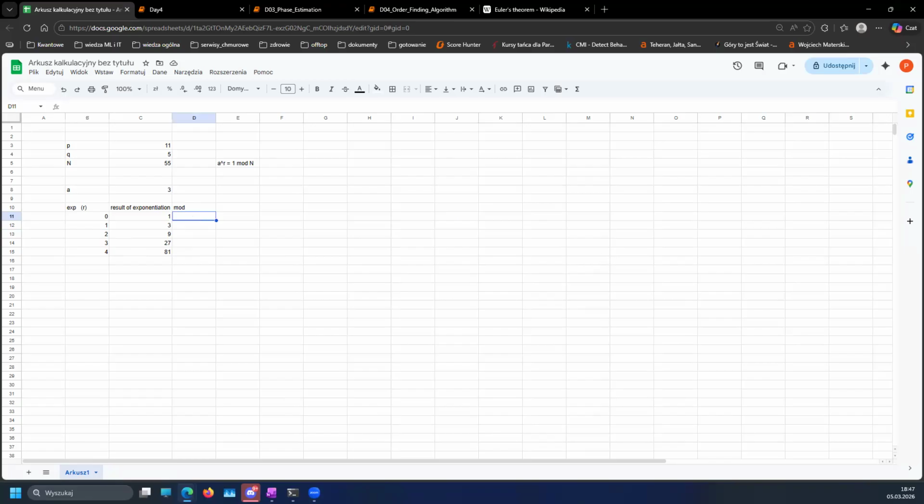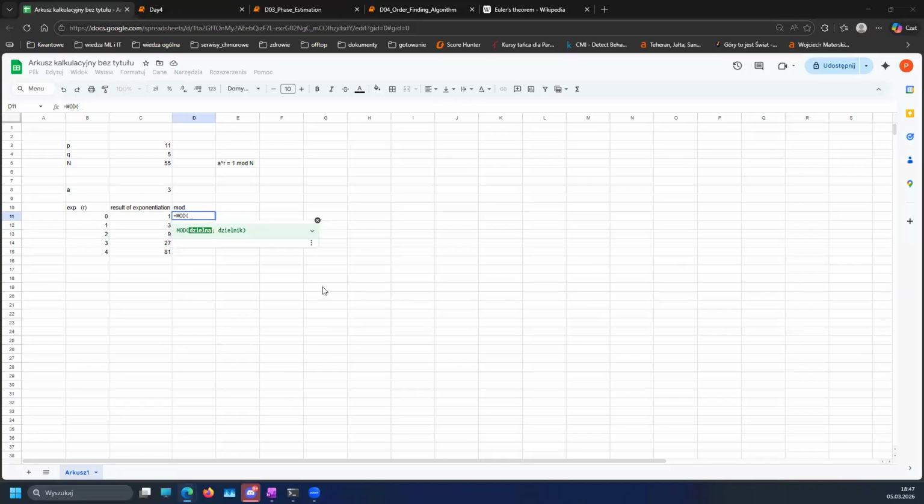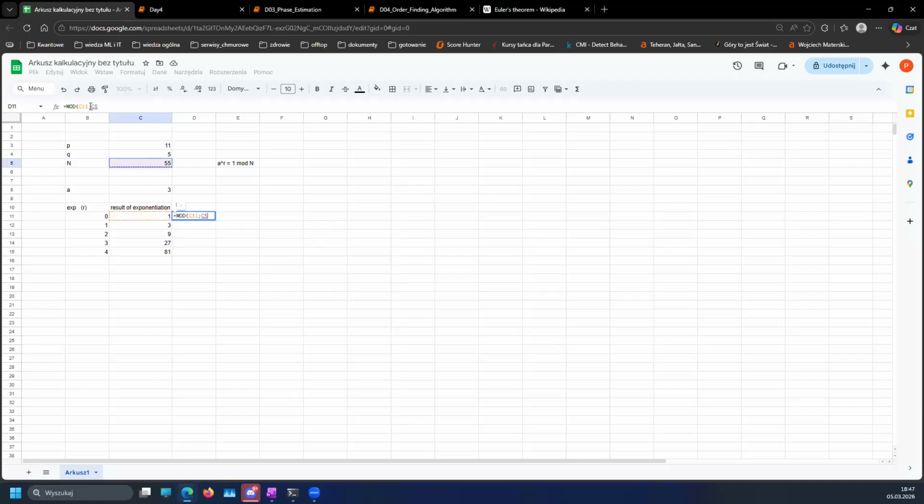And now let's calculate the modulus. I will use here a function that we already have in Excel, yes. So it will be this number and this number. Yes. So if we divide 1 by 55, we will get a remainder of 1. Then 3 divided by 55, we will get a remainder of 3, and so on and so on.